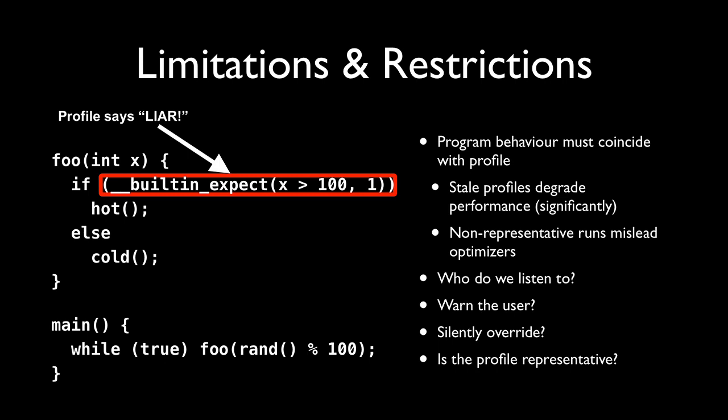Do we warn the user? Do we overwrite the __builtin_expect that we found? It's actually an interesting question, because if you overwrite the user, you may degrade performance because you may just have a bad profile, right? But it may be that the user doesn't know what __builtin_expect really does. So it's a question that we still haven't answered.